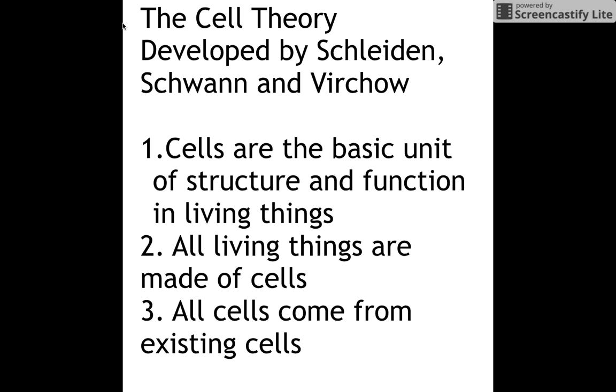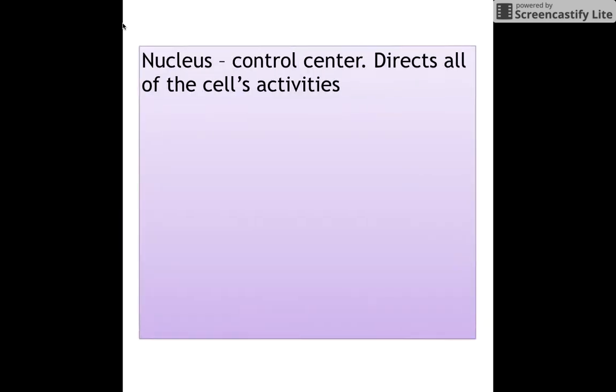The cell theory was developed by Schleiden, Schwann, and Virchow. Cells are the basic unit of structure and function in living things. All living things are made of cells, and all cells come from existing cells. And we're going to talk about the importance of this a little later on.